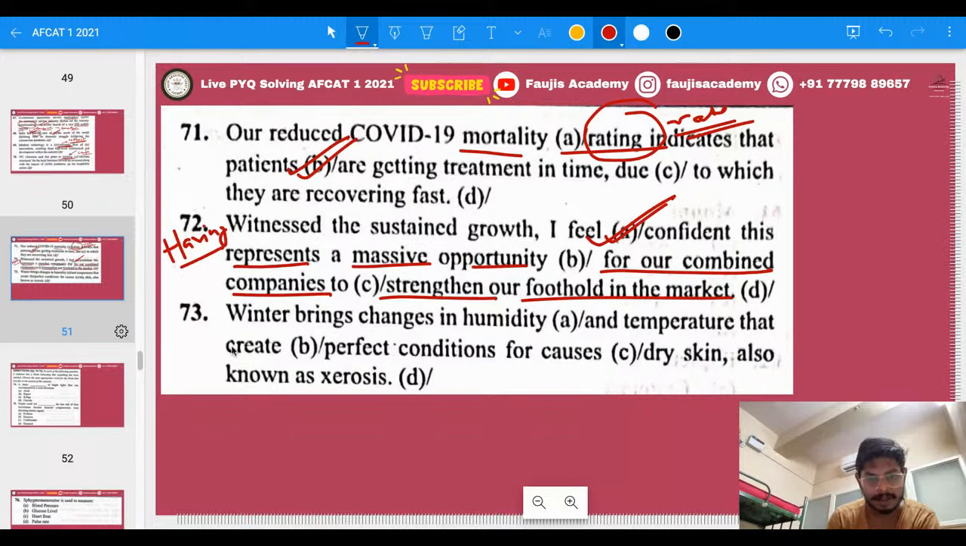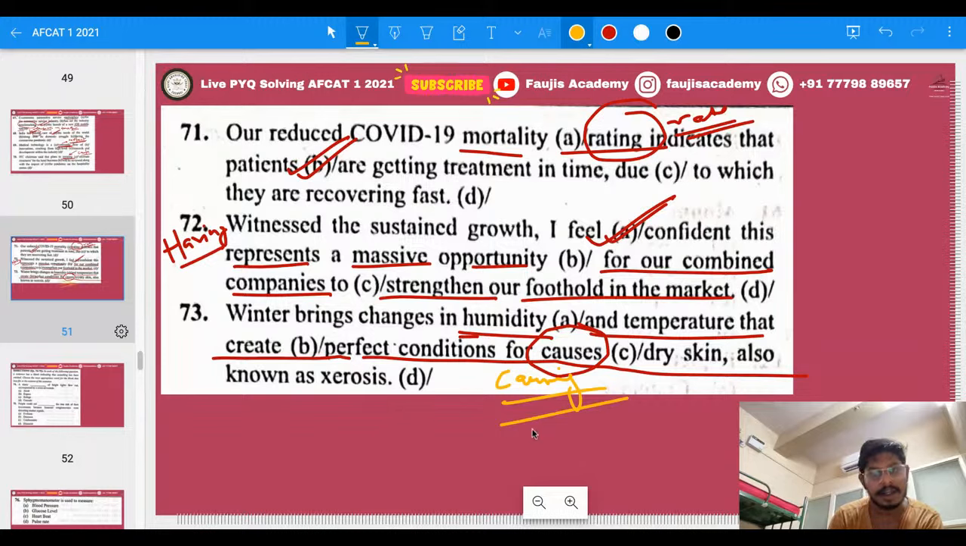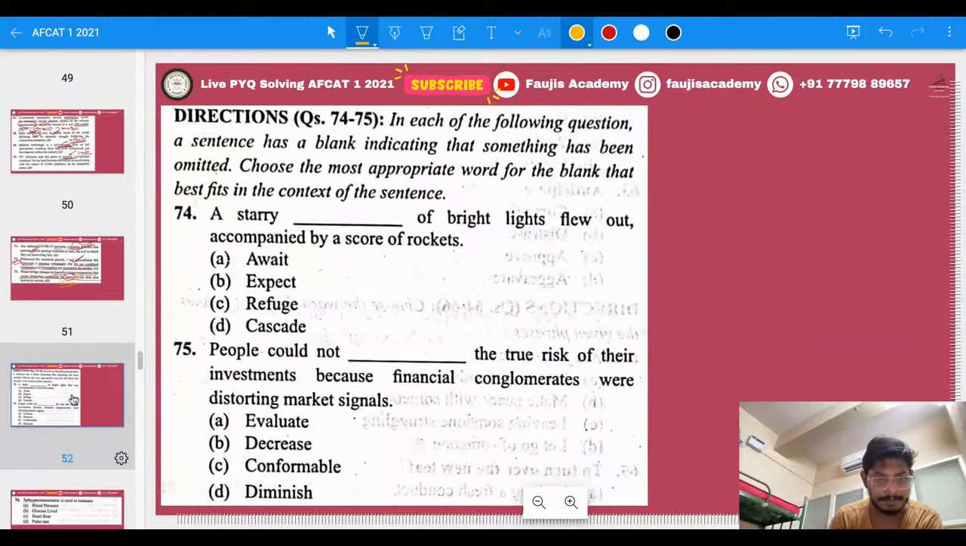Winter brings changes in humidity and temperature that create perfect conditions for causes dry skin, also known as xerosis. Not causes, conditions for causing dry skin, also known as xerosis. So the error is in C.